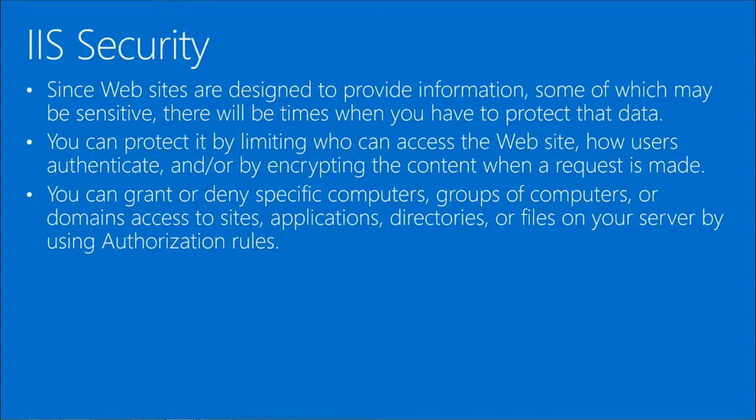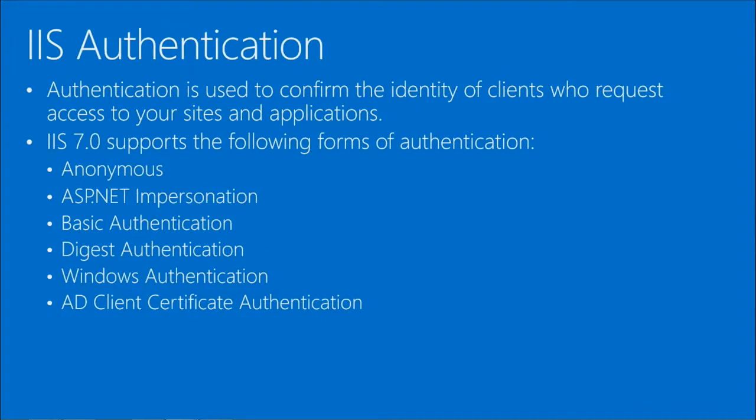So along with IIS security is IIS authentication. Authentication, just like connecting to a server, is used to identify a specific user. A specific user uses their credentials, username and password, to authenticate to the system, at which point they might have greater access into the system. IIS 7.0 supports multiple forms of authentication that are listed on the slide.